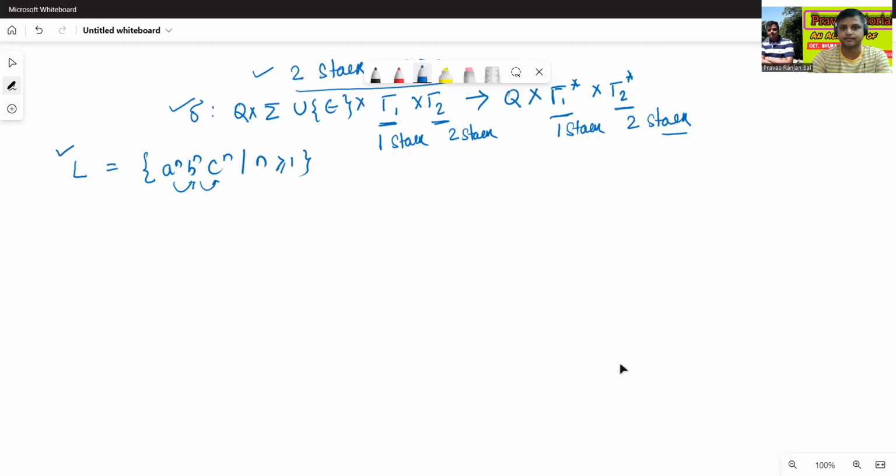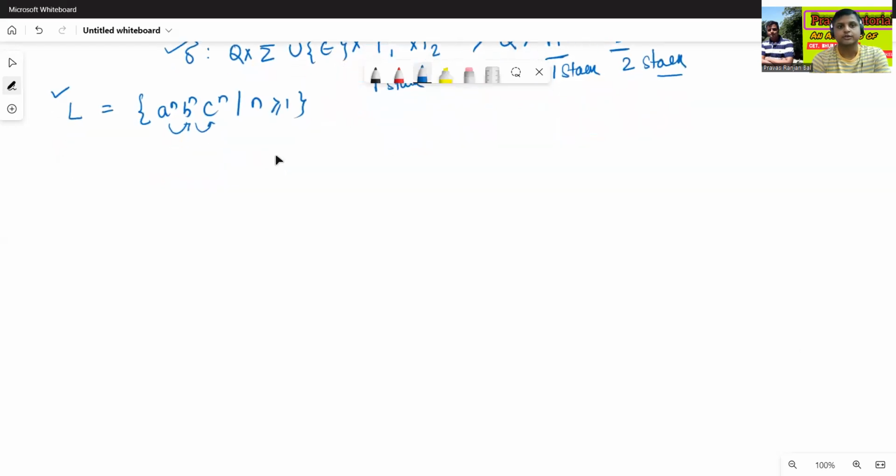So what is the meaning? Just see. Here I'm taking one more example: double A, double B, double C. So here we'll use how many stacks? 2 stacks, stack 0 and stack 1. There are 2 stacks. Initially, stack 0 contains Z0 as the initial element, and initially stack 1 contains Z1.